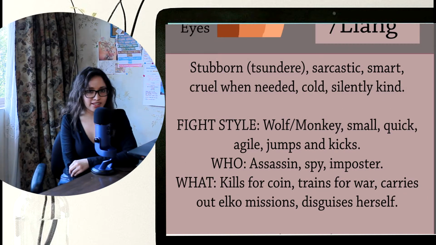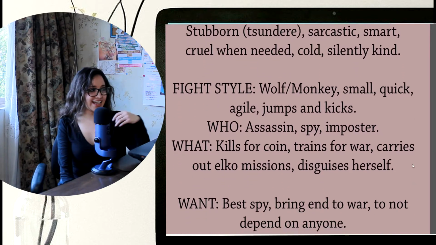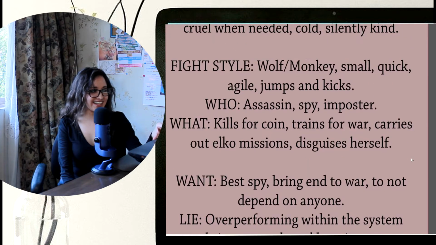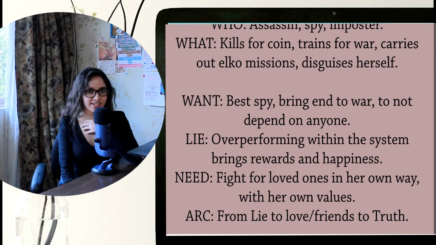I have the who and the what. This is very important because it's basically her presence in the story, what she will do, usually. And I have the want and the lie, and then I have the need and the arc. The want is different to the need. It's basically written on the lie.